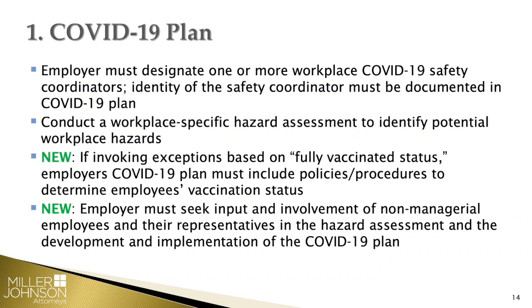Within the plan, we must designate a workplace COVID-19 safety coordinator, and we need to have the identity of that safety coordinator in our plan. So the plan needs to say who that person is. We need to conduct a workplace-specific hazard assessment to identify potential workplace hazards. That was a previous MIOSHA requirement. What is new related to the COVID-19 plan, if you are a healthcare facility or you're covered by this ETS and you are invoking one of those exceptions based on fully vaccinated status, right?